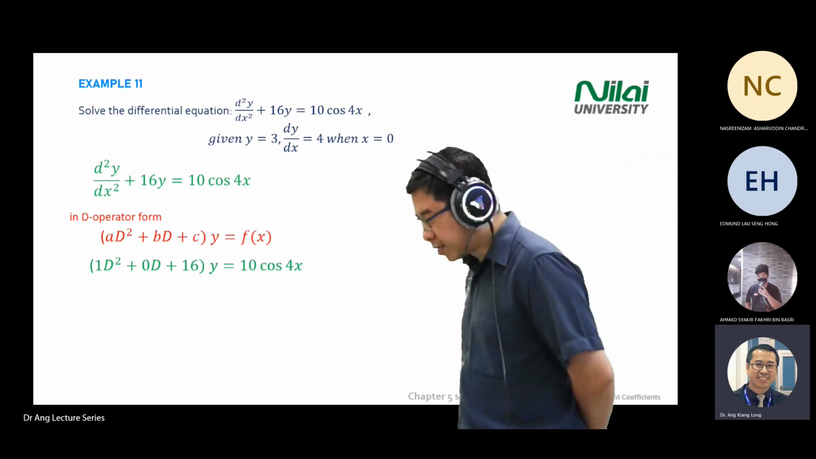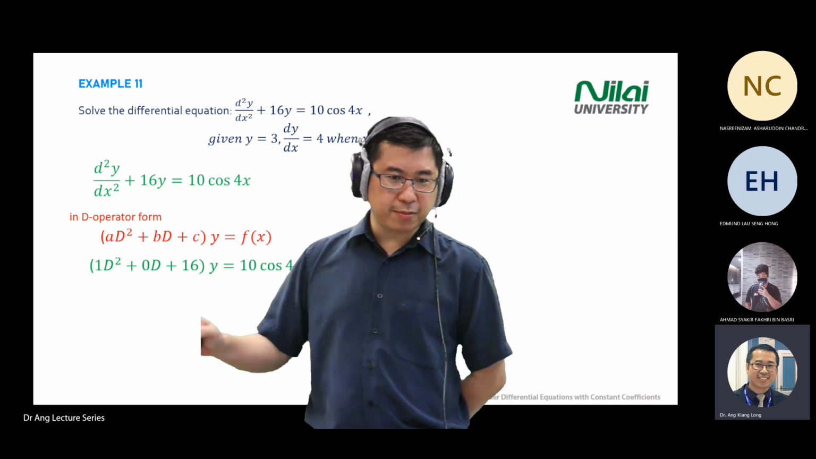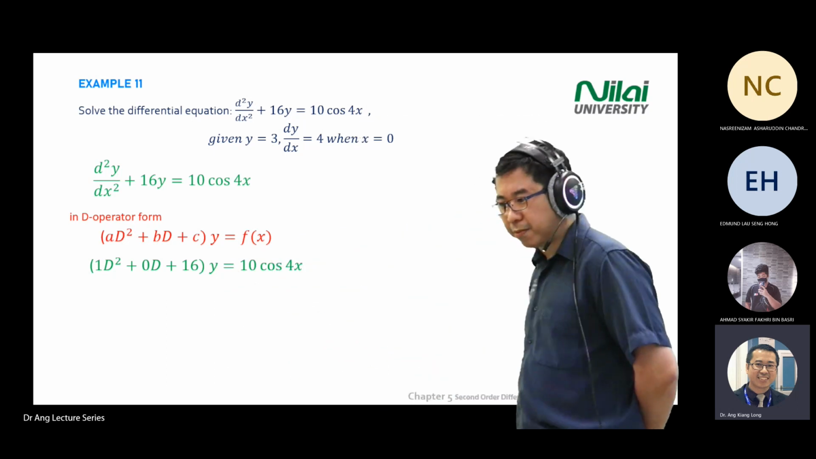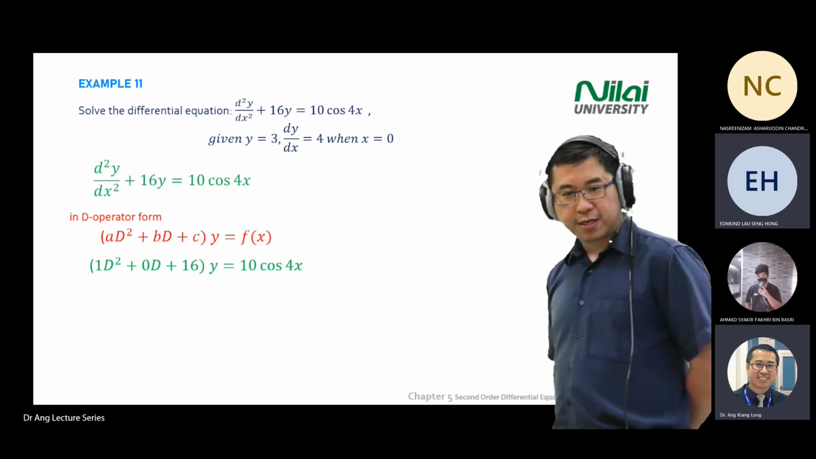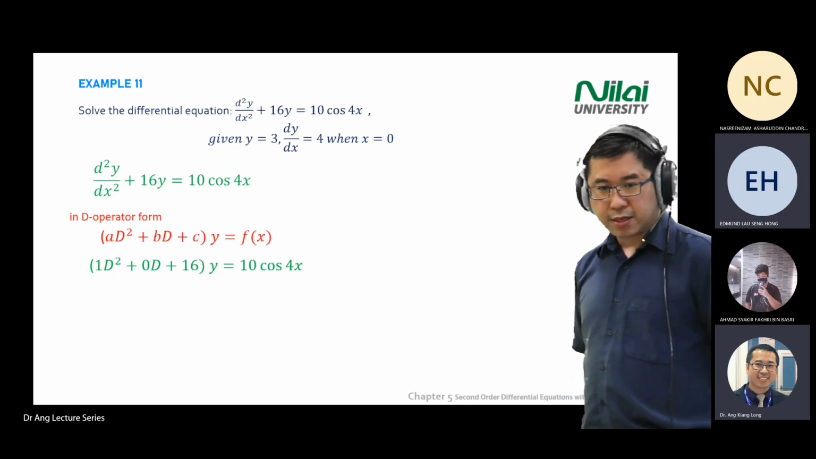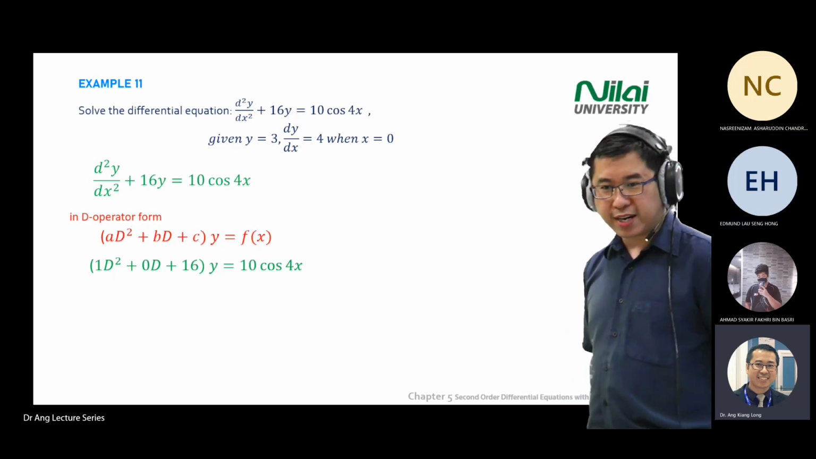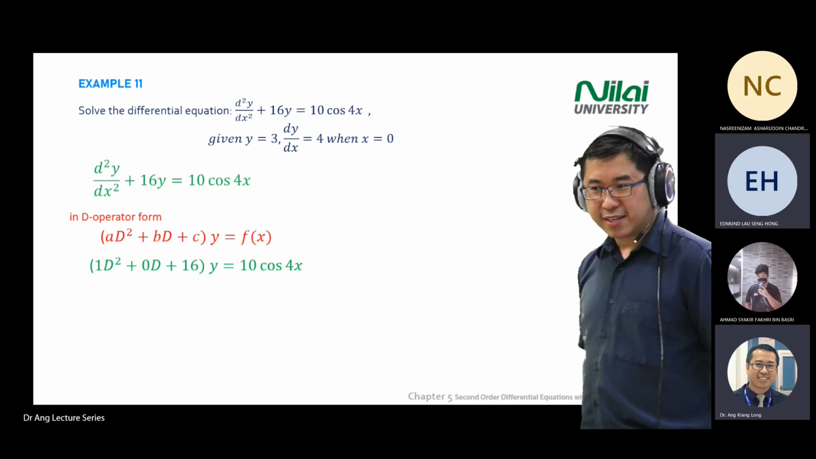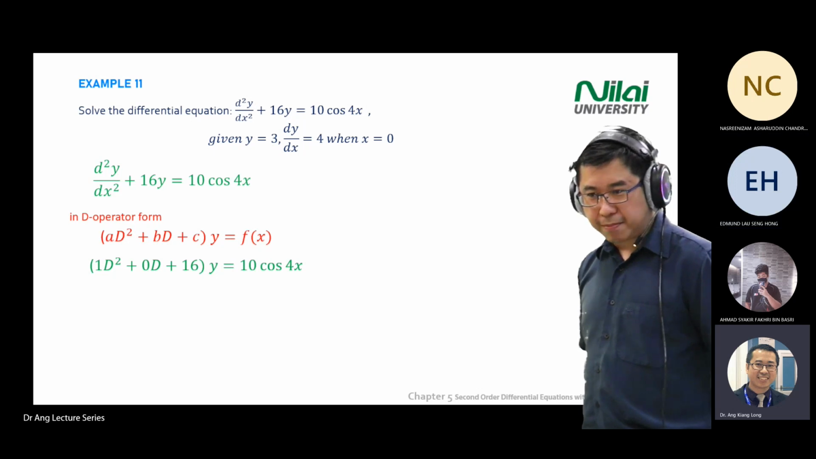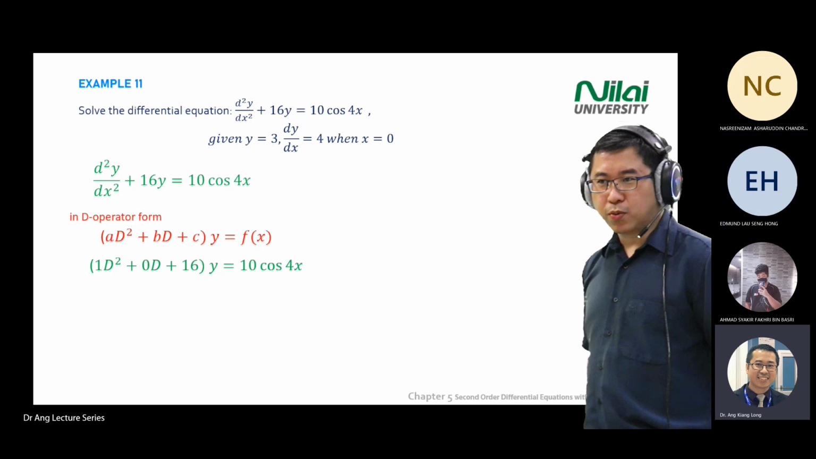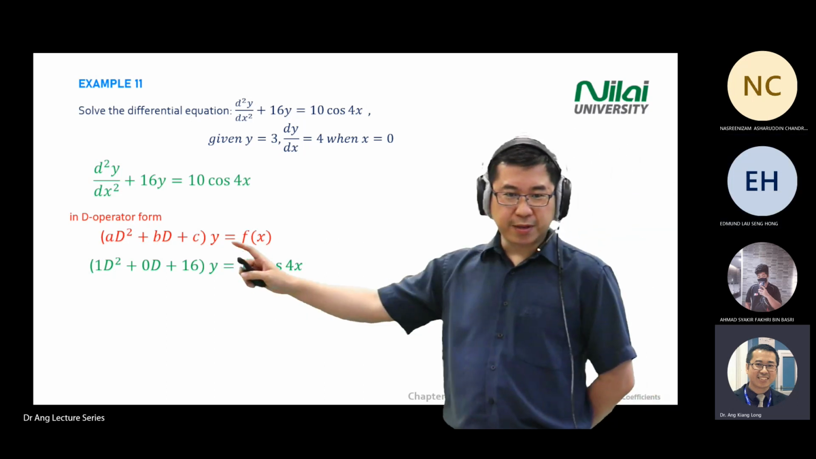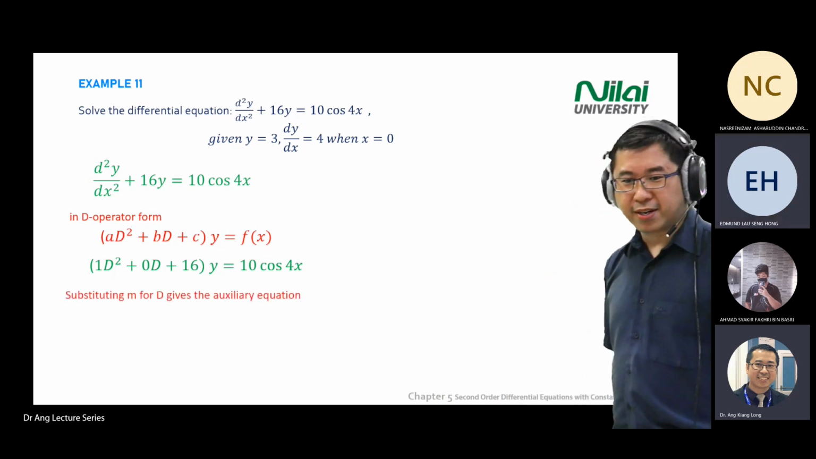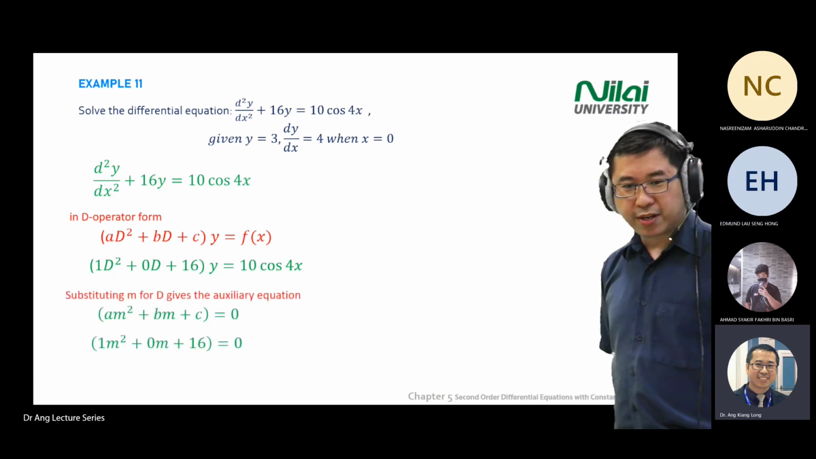Okay, Edmund, what are the next steps after Nizam does the D form? What is the third step? Sorry, what is the next step? Change the D to M. Okay, then to find what? To find the M. Okay, so what values do you need? You need the A, B, and C, right? Yes. Okay, correct.